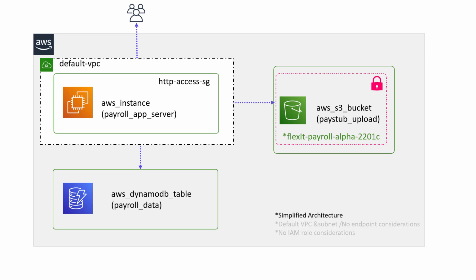This is an architecture in its most simplified form that uses the default VPC and does not consider things like VPC endpoints or IAM roles for the services. The architecture diagram at a very high level looks like this. So, the idea here is to create a reusable Terraform module and use it to deploy the same stack of resources in different countries.